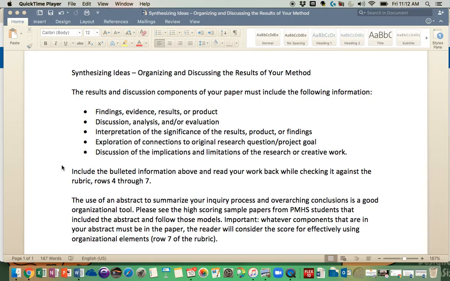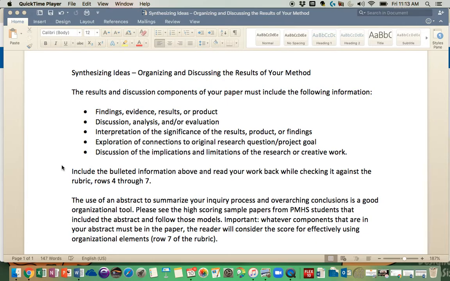Also, we will be adding an abstract. You can actually write the abstract now. There are components to it. The use of an abstract to summarize your inquiry process and overarching conclusions is a good organizational tool. So please see the high-scoring sample papers I put into Schoology that had the abstract, so you can follow those models and see exactly how it's written.